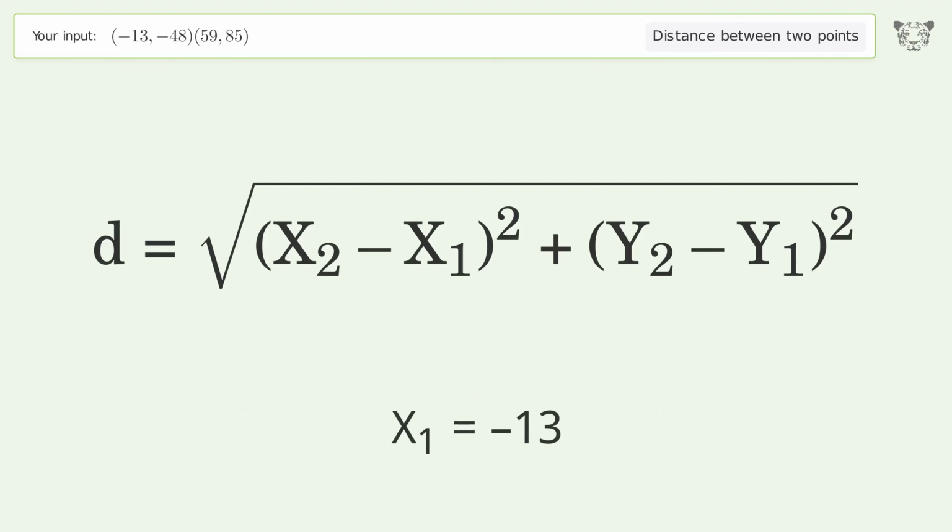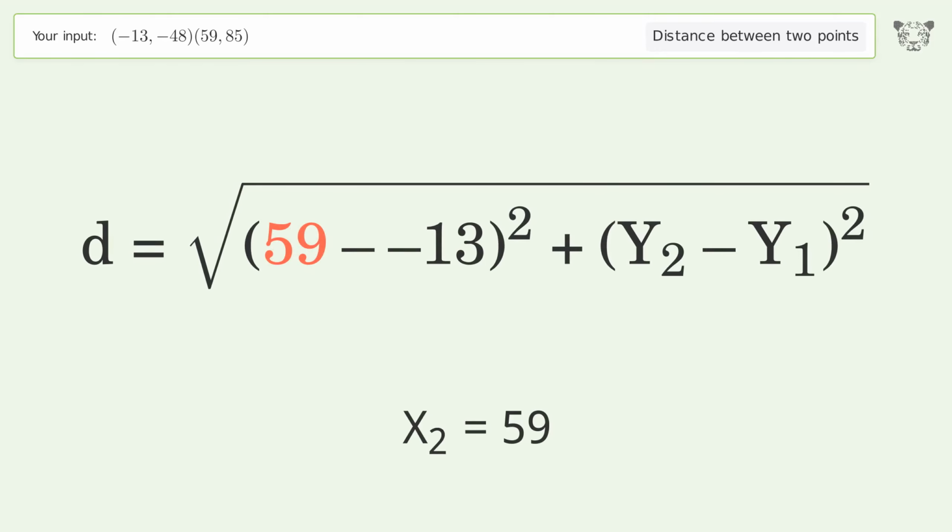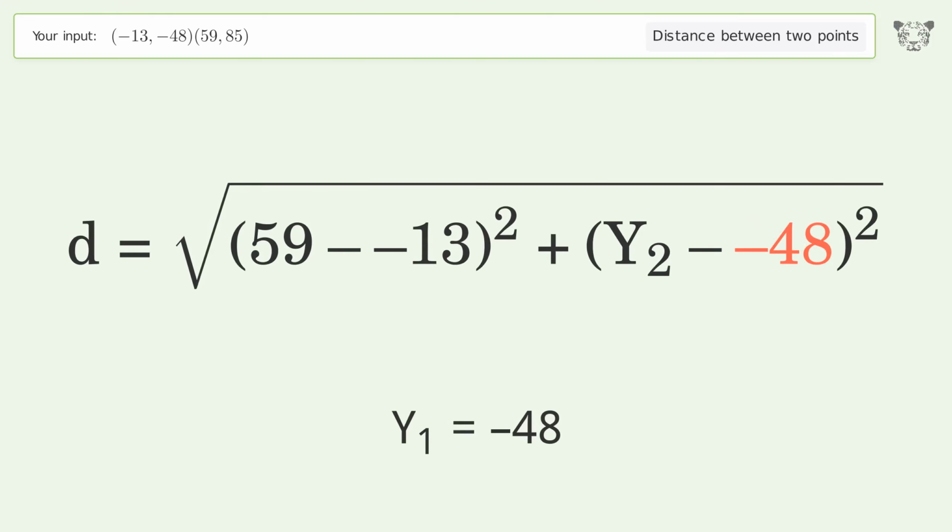x1 equals -13. x2 equals 59. y1 equals -48. y2 equals 85.